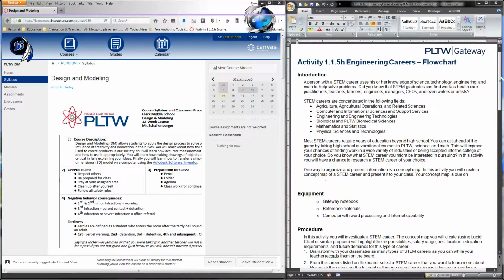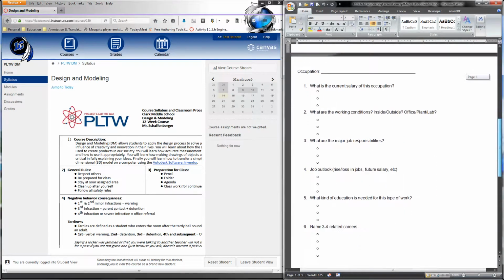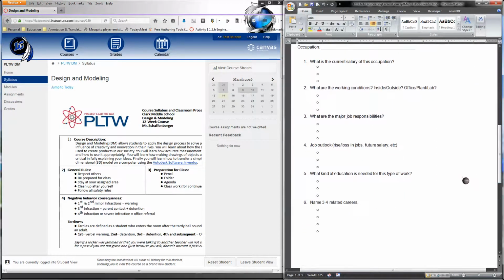So on this sheet that you're given, we're going to look at the questions. You're going to answer 6 different questions about your chosen occupation, and in those 6 questions, you're going to give 3 facts about each question. So, question 1, what is the current salary of this occupation? What are the working conditions? Are they inside, outside, in an office, plant, or lab, or other things?